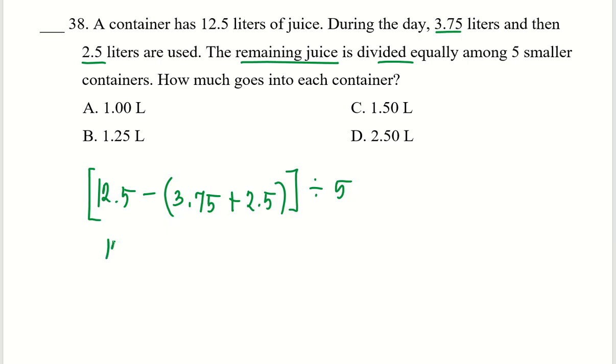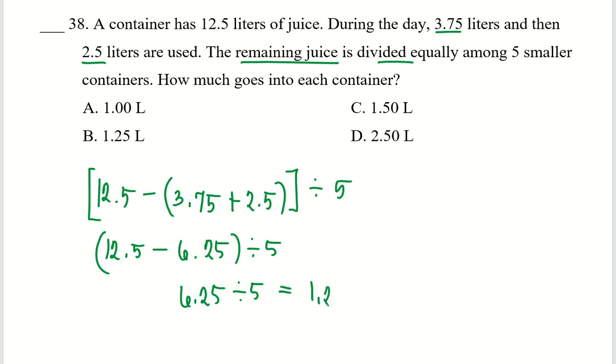So let's have muna 3.75 plus 2.5. That is equal to 6.25. And then we have to subtract 6.25 from 12.5. The answer will be 6.25. Then divide it with 5. So we'll have 1.25 liters. So 38, it's letter B.